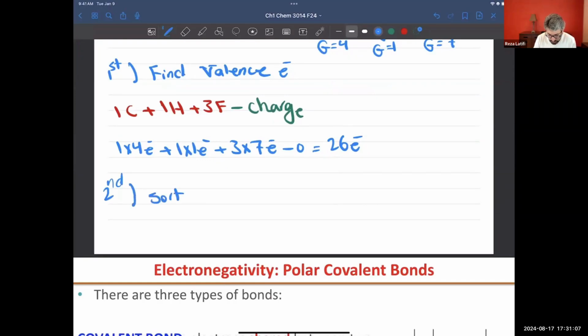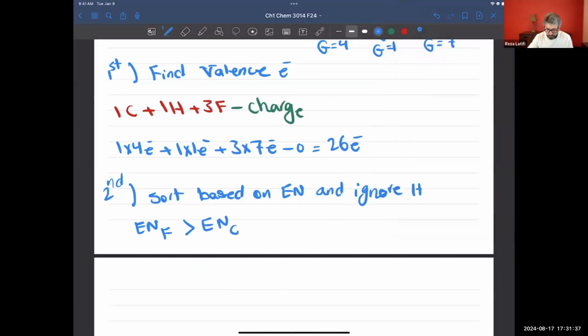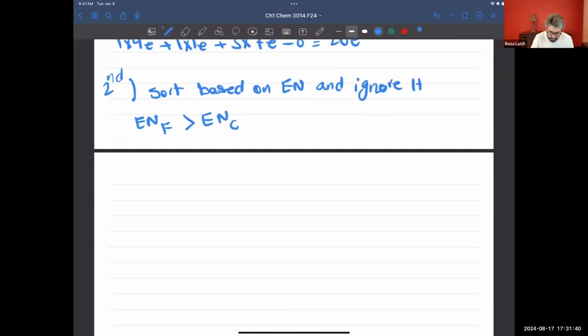Next, sort them based on electronegativity. Sort based on electronegativity, and ignore hydrogen. Okay, ignore hydrogen. So I have only carbon and fluorine, and I'm going to say the electronegativity of fluorine is going to be higher than the electronegativity of carbon. What does it mean? It means this. It means carbon is the central atom.